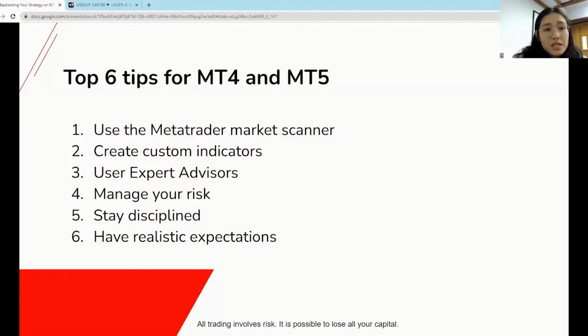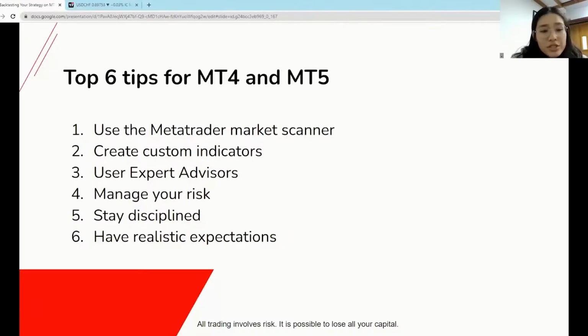Number 3, use EAs. EAs are automated trading platforms or programs that can help you to execute the trades. We mentioned this earlier, but it basically helps you to place your orders, manage your positions, and close your trades automatically. EAs can take a lot of guesswork out of trading and can be a valuable tool.